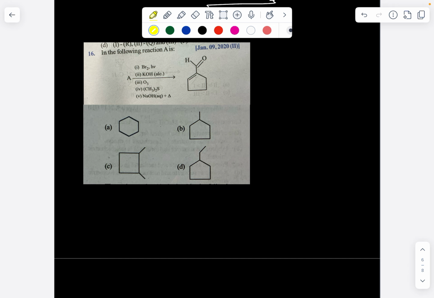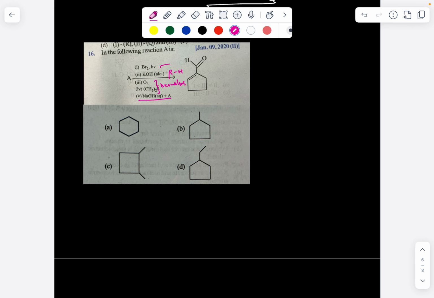The first case is bromination with photolysis and alcoholic KOH. So obviously it undergoes beta hydrogen elimination, and this is for these two. The third and fourth ones are a combo of ozonolysis. This is for the ozonolysis process. And the last one is an aldol condensation reaction.